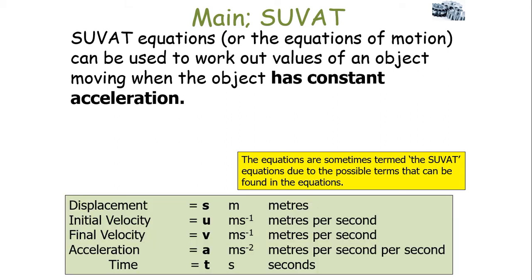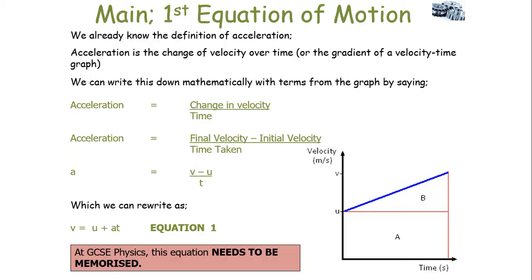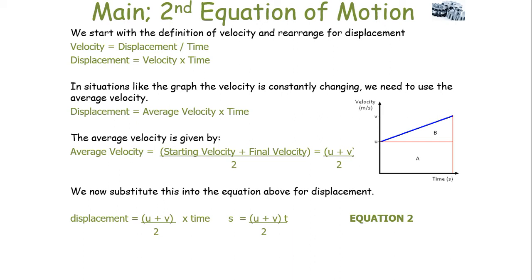S, displacement, U, initial velocity, V, final velocity, A, acceleration, and T, time. Remember, S stands for displacement, not for speed, and D is for distance travelled. So we already know the first equation of motion. Acceleration is change in velocity over time, so it's final velocity minus initial velocity over time taken, or V minus U over T, which we can rearrange to V equals U plus AT, an equation you memorised at GCSE.